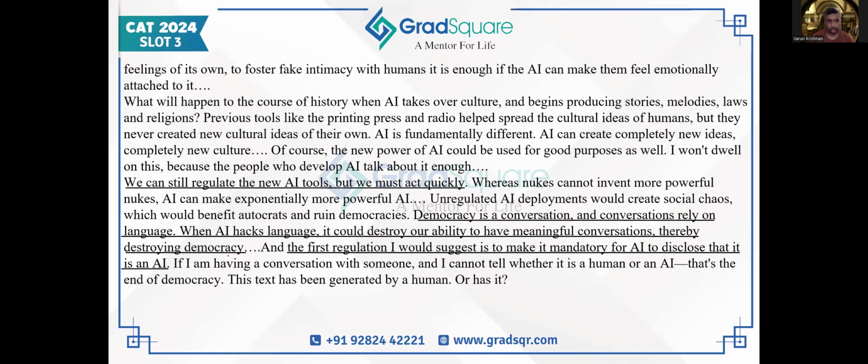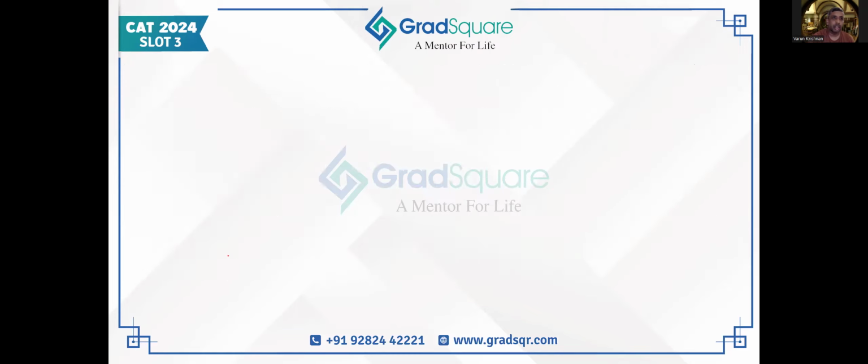But overall, we have to understand that the author is talking about two things here: AI, language, AI's control over language, and what kind of adverse effects that's going to have on humanity as a whole, multiple different aspects of humanity. And of course, with one suggestion with respect to regulation, and that it's not too late to regulate AI. This is what the passage is about.